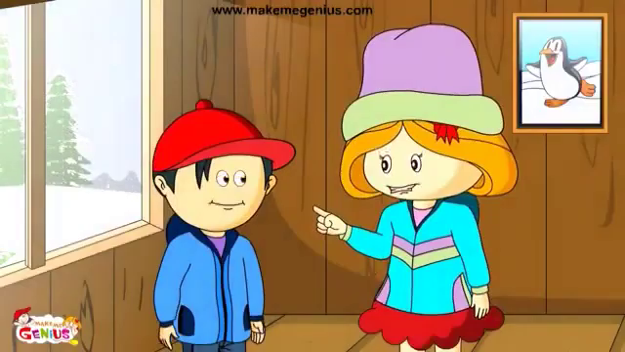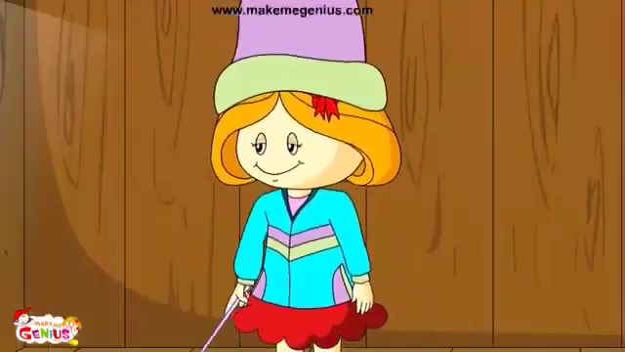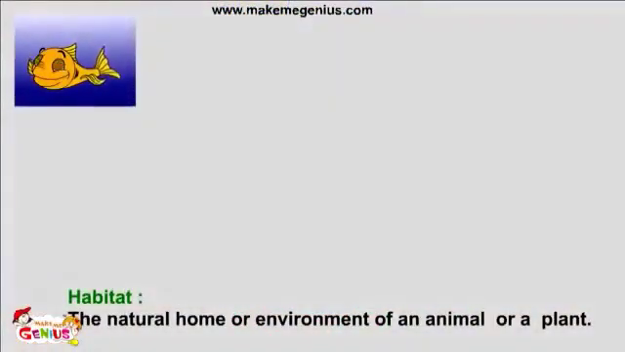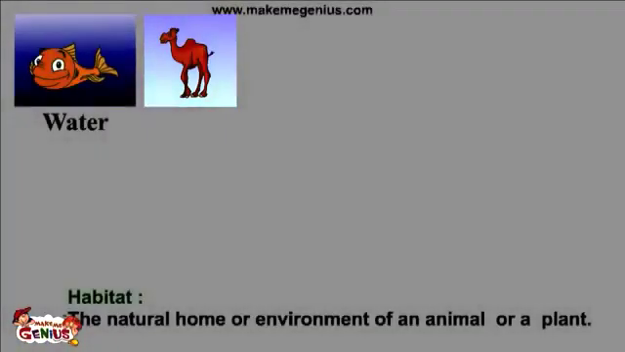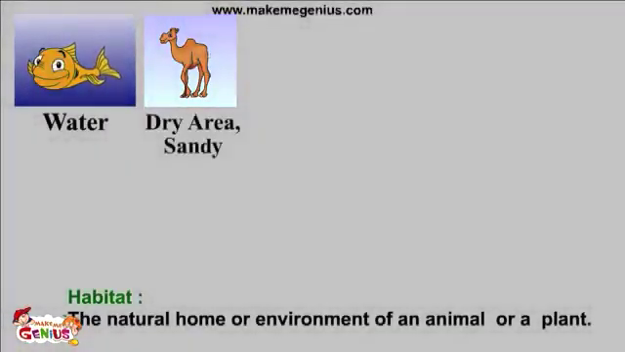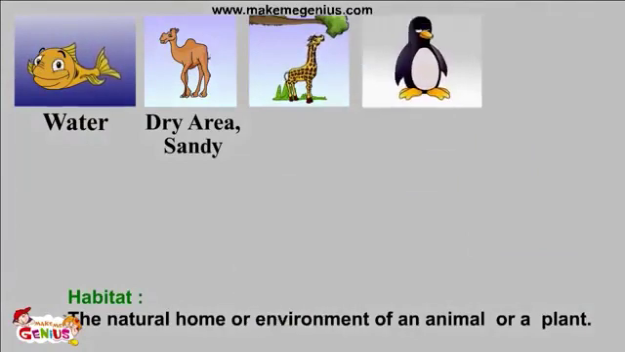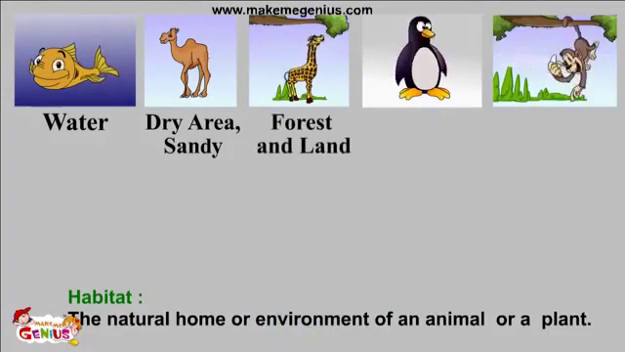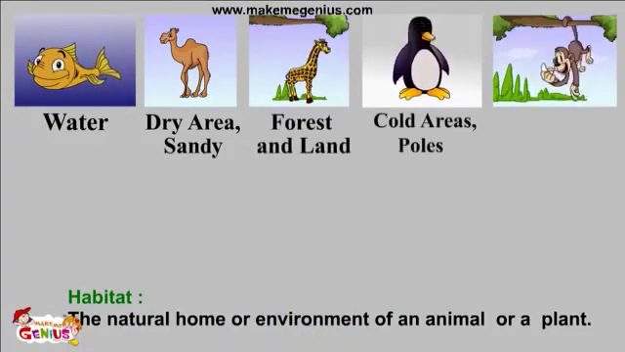Look at these animals. Tell me their natural homes. Oh, it is a fish. Its natural home is water. Yeah, water is a habitat for fish. What about a camel? Where does he live? A camel lives in dry and sandy place, so desert is his habitat. Good. And tell me, what about giraffe, penguin and monkeys? A giraffe lives in a forest, penguin lives near the poles and monkeys live on trees.